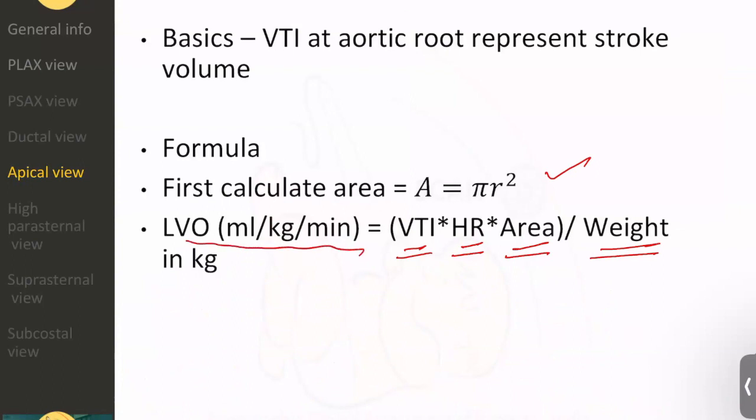In this case, it was LVO because we calculated for aortic root diameter. In SVC flow, it is the same thing. You calculate the SVC diameter, you calculate the flow VTI, you have the heart rate, and you have the weight.